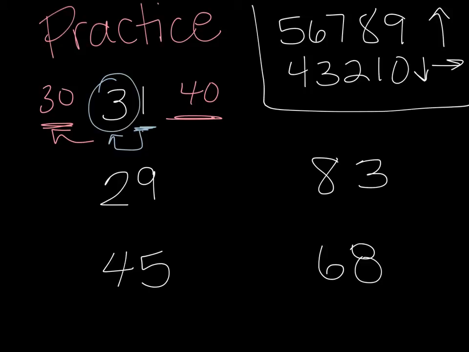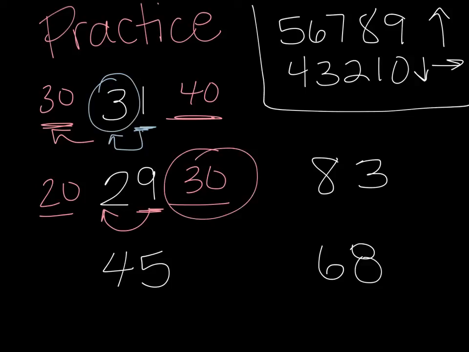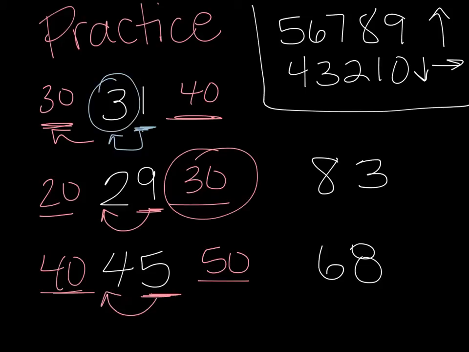Okay, let's check really quick. 29 is between 20 and 30. The 9 tells the 2 that it's going to go up, so my answer should have been 30. Here's 45. 45 is between 40 and 50. My rule is 5 or bigger tells the tens digit to go up, so my answer is 50.